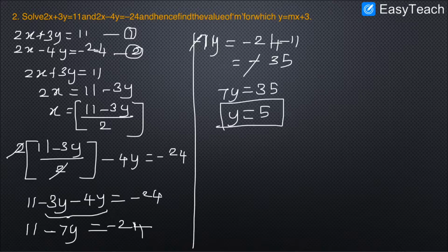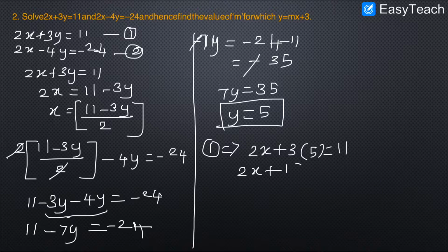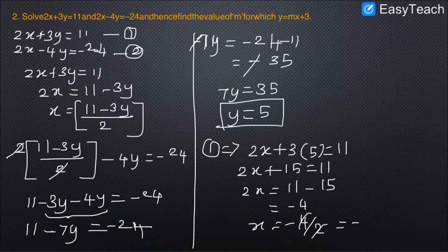Let's substitute the y value in the other equation. So in the first equation, 2 into x plus 3 into 5 equals 11. So 2x plus 15 equals 11. 2x equals 11 minus 15, which is minus 4. So x equals minus 4 by 2, which gives me minus 2.